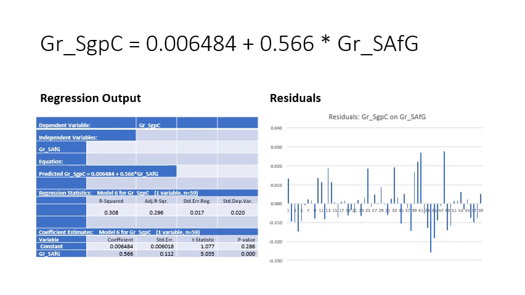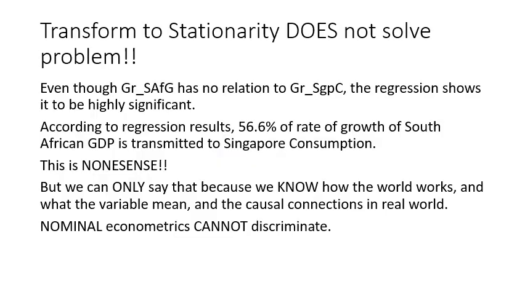So this transformation to growth rates solves the problem of random residuals, but it does not solve the problem of differentiating between the genuine causal relationship and the fake relationship. So the problem of spurious regression is not solved by transformation to stationarity.